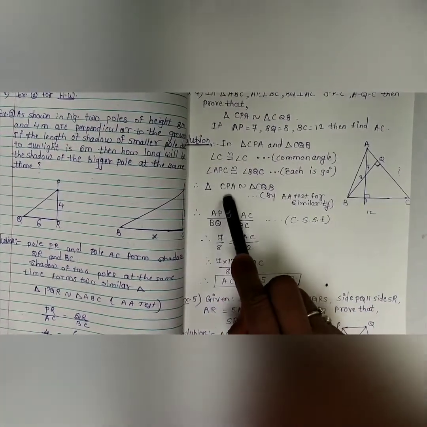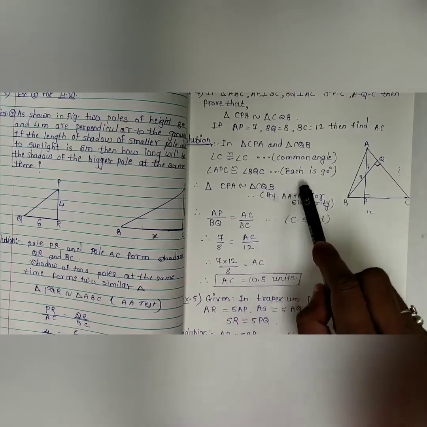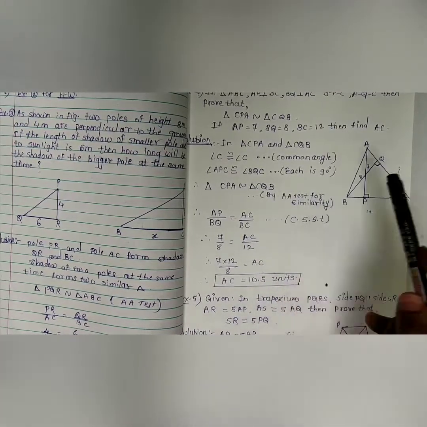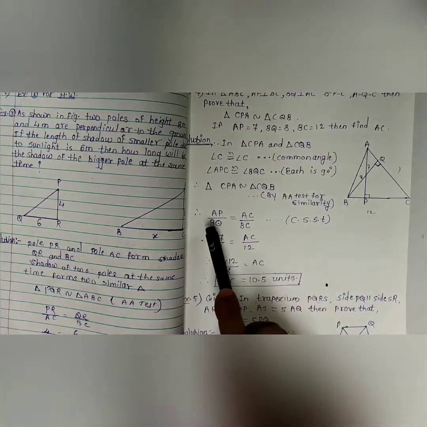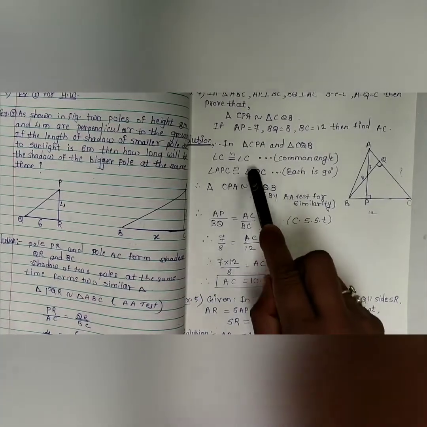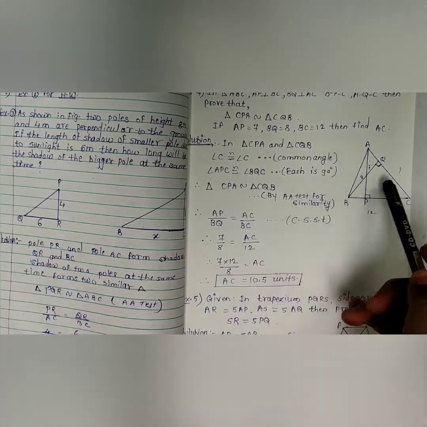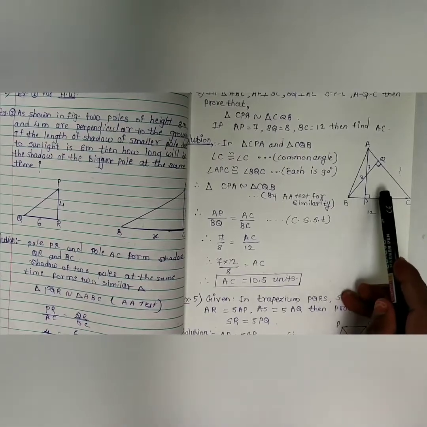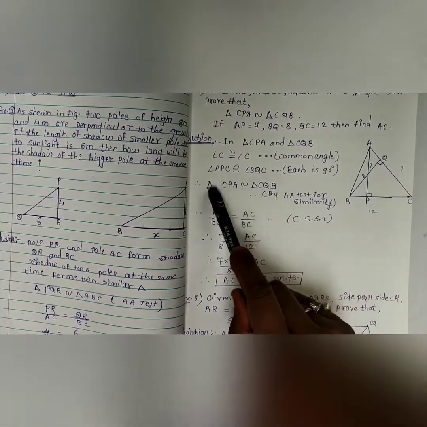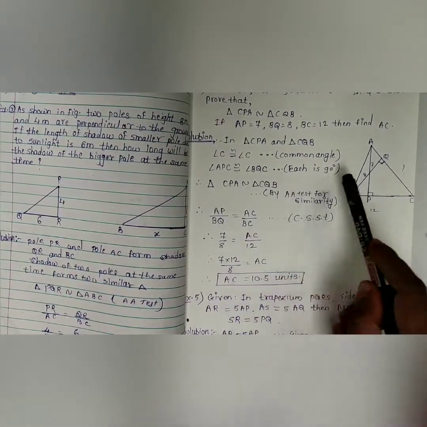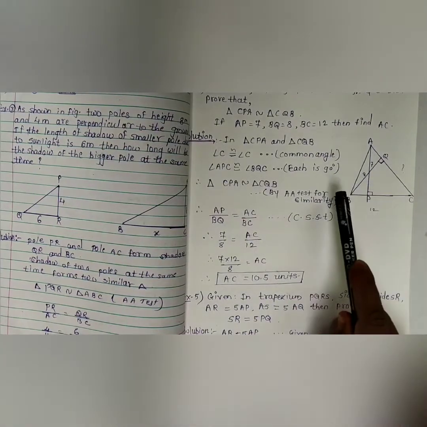Therefore, triangle CPA is similar to triangle CQB by the AA test for similarity. In the AA test, only two angles need to be congruent. Then obviously the third angles of the two triangles are congruent, and by the AA test, triangle CPA is similar to triangle CQB. These two triangles are similar.